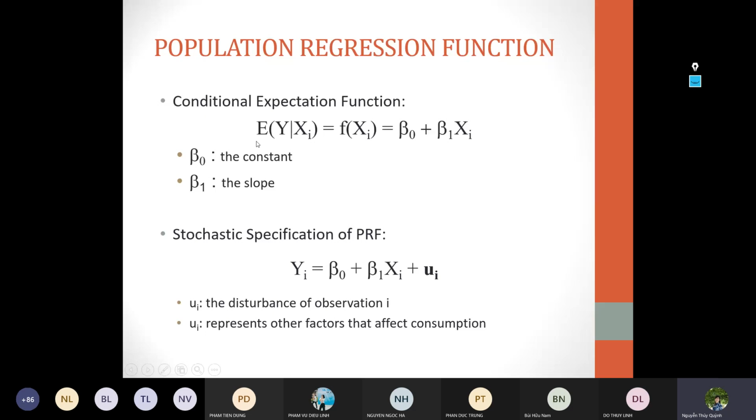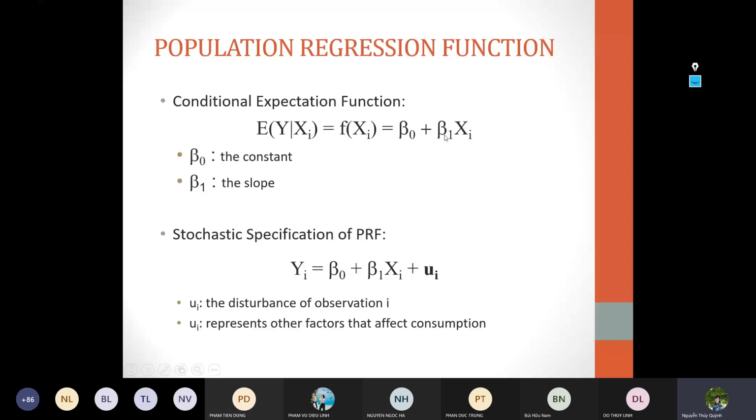Okay, the conditional expected value of Y, the expected value of Y given the value of X, is a function of the variable X. In this case, when we express the relationship between income and consumption, we can use linear functions to express the relationship between them. So we have the conditional expected value of Y equal to beta 0 plus beta 1 times the observed value of X.